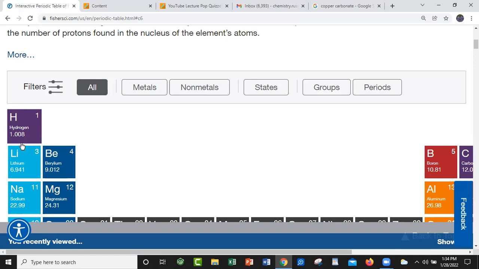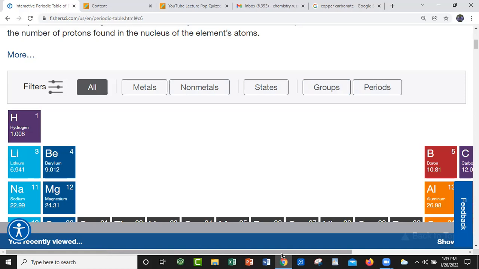So if I have 2 hydrogens, what would the mass be if I had 2 hydrogens? The mass of each is not going to change, but what would the mass of 2 hydrogens together be? 2.016, or we round up, we'll just say 2.0. All right. Now let's look at oxygen.